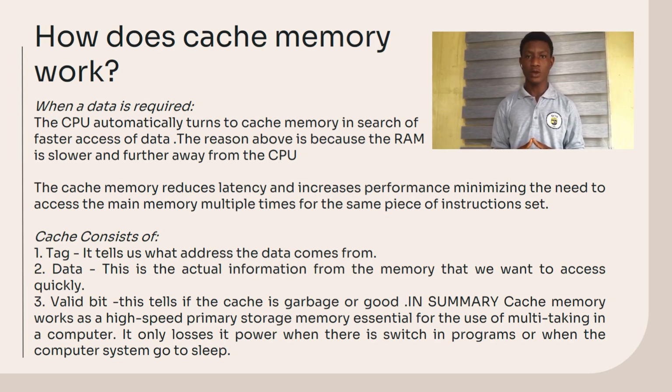So in summary of how the cache memory works, we can see that the cache memory works as a high-speed primary storage memory, which is essential for multitasking in a computer system.